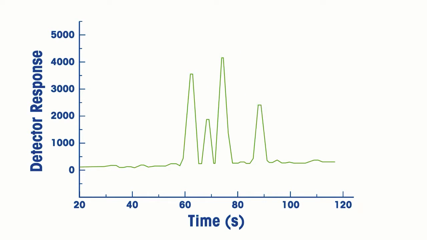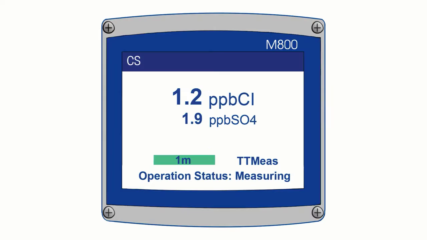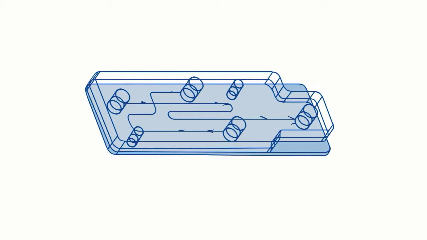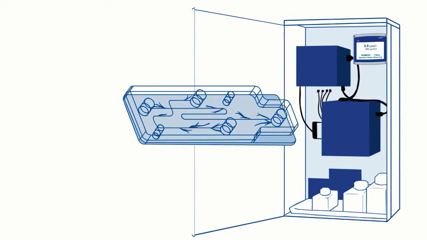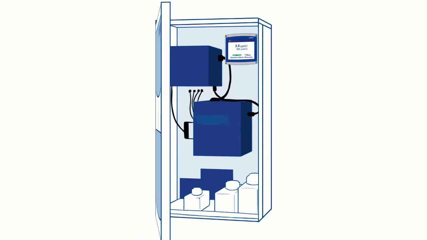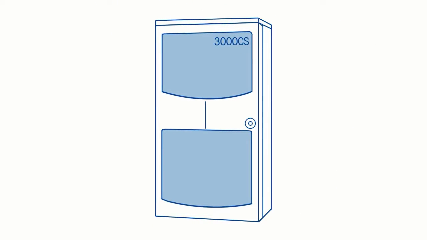Conductivity peaks for each ion, including an internal standard solution, are measured and processed to obtain the chloride and sulfate concentrations. This MCE cartridge is the heart of the 3000 CS analyzer and can measure chloride and sulfate in the range of 0 to 500 ppb.